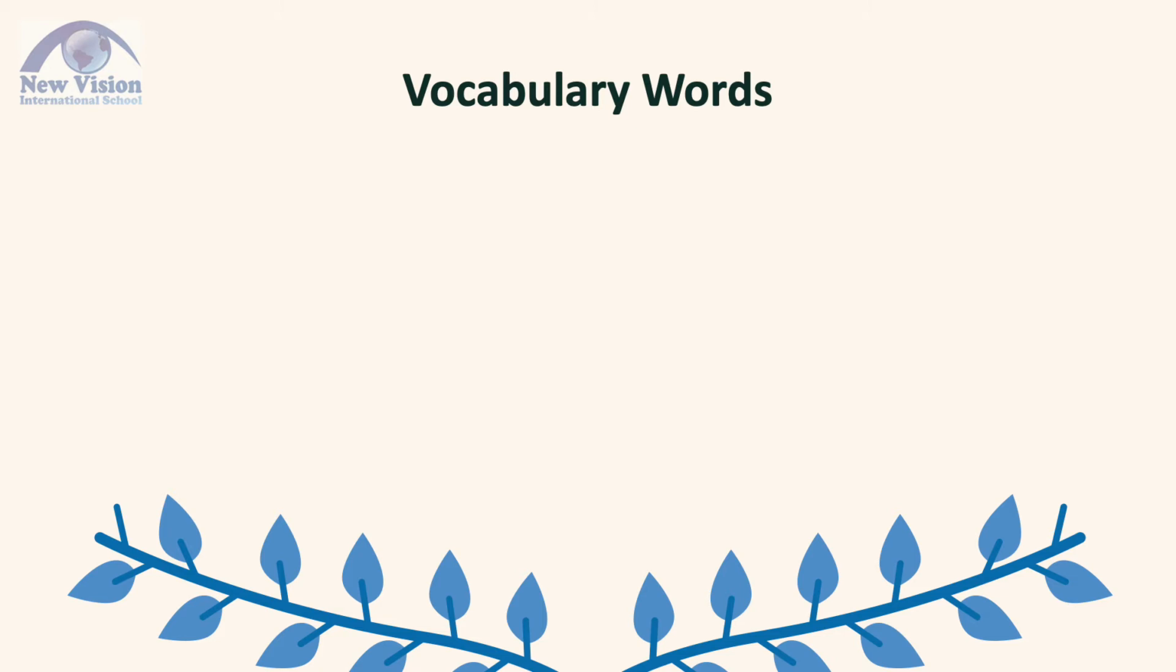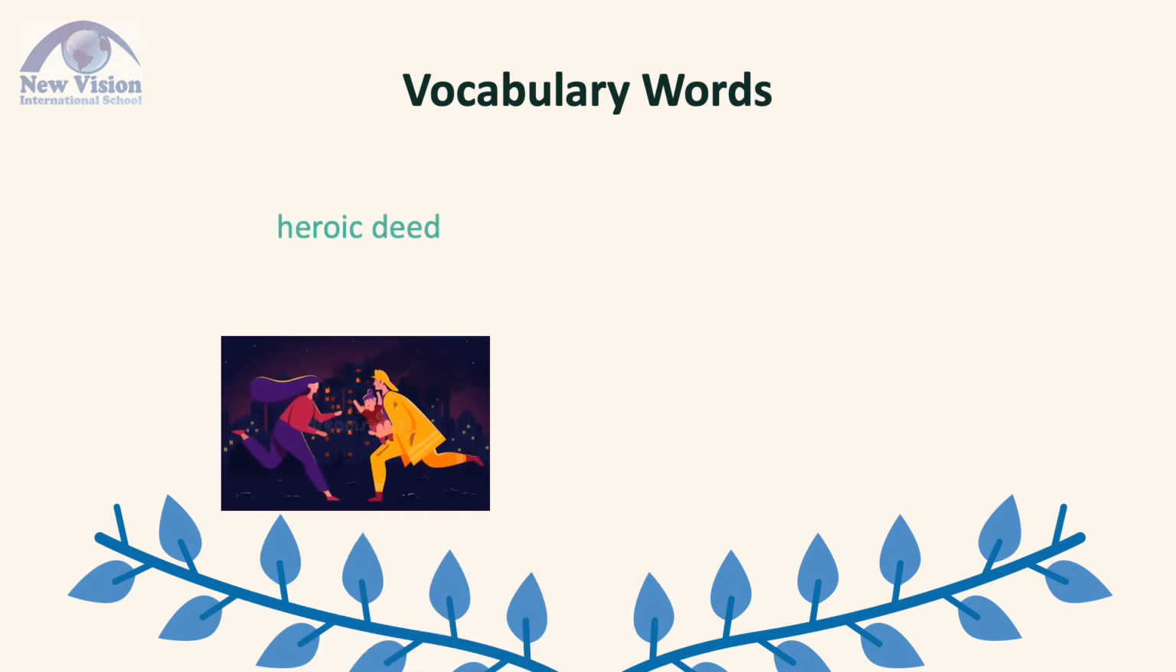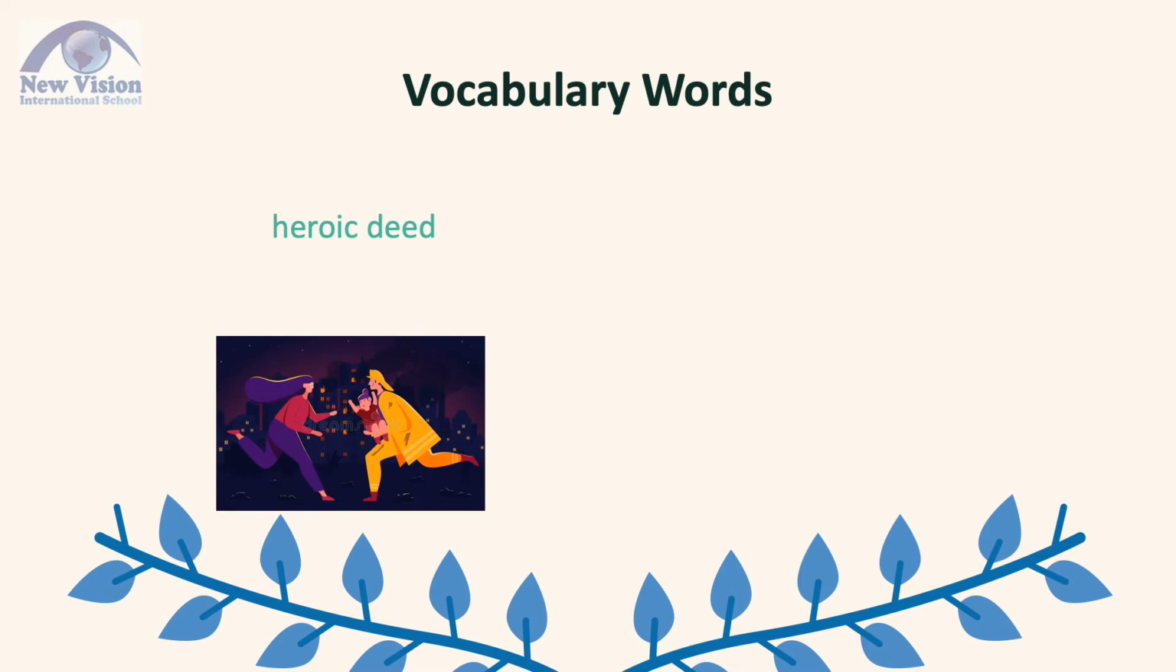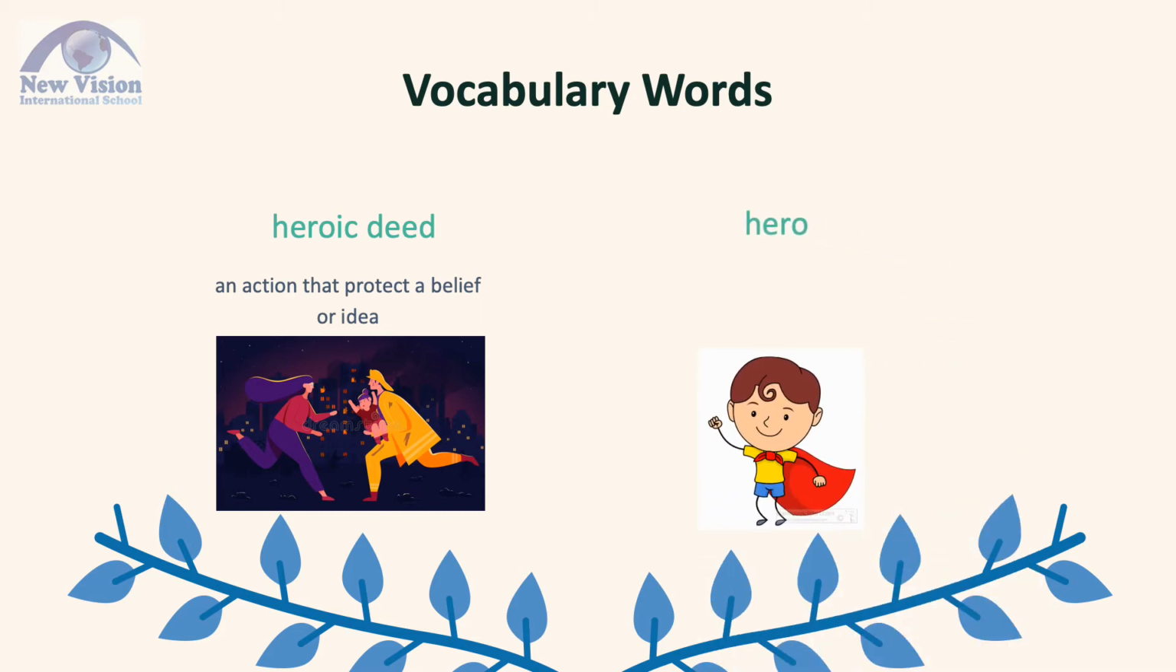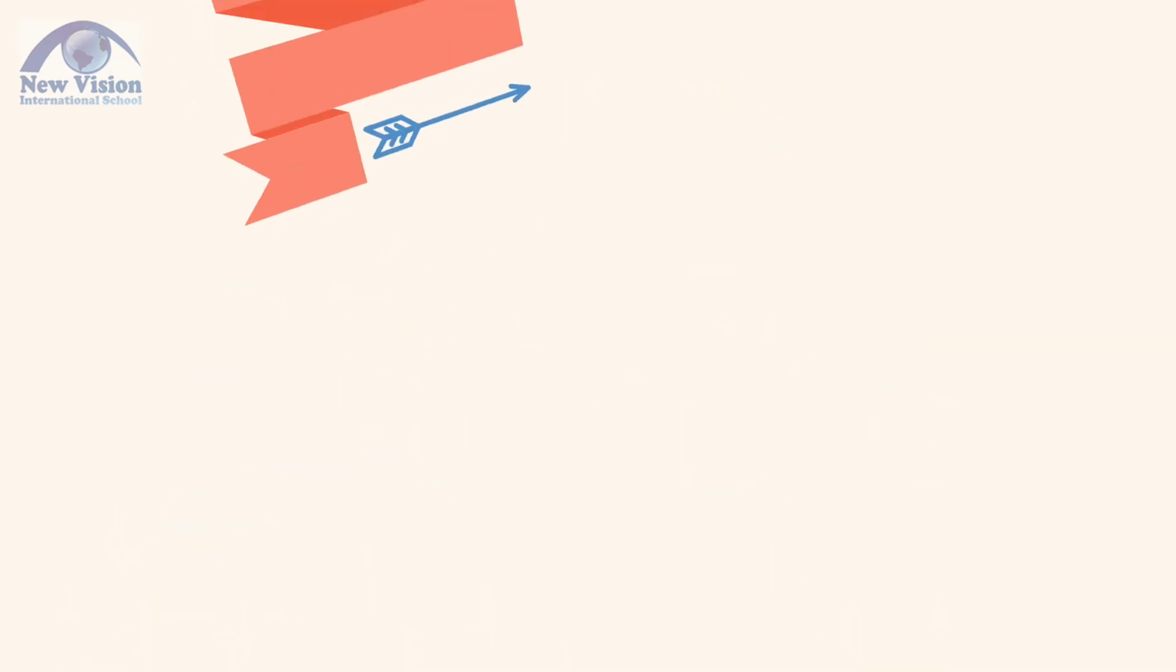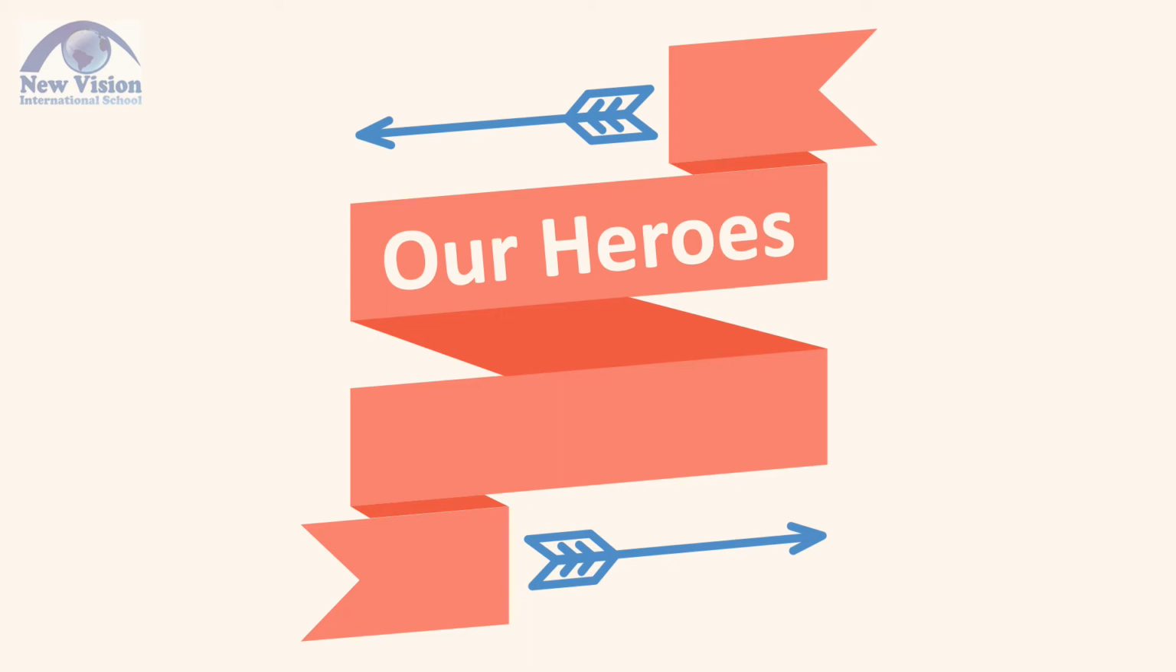Now, before we move on to the next page, here is another set of vocabulary words. We have heroic deed, which means an action that protects a belief or idea. Another word, which you are probably familiar with, is hero, a brave person whom others admire. On page 86, we will get to know several heroes from the past, our heroes or brave people.